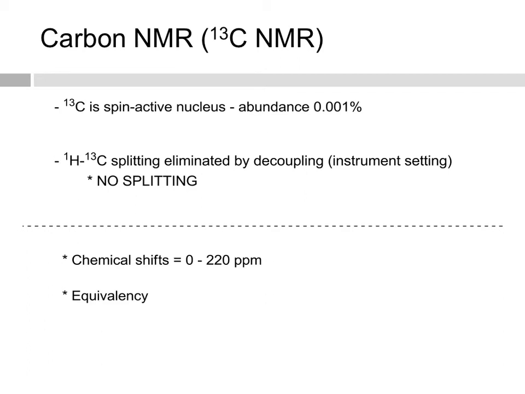To strengthen the signal, we eliminate all coupling, and we can do this by just decoupling, which is an instrument setting. And so in carbon-13 spectra, you will not see any splitting. Carbon-13 chemical shifts range from 0 to 220 ppm. The equivalency is very similar to proton NMR, where you look for symmetry and you can have equivalent carbons.